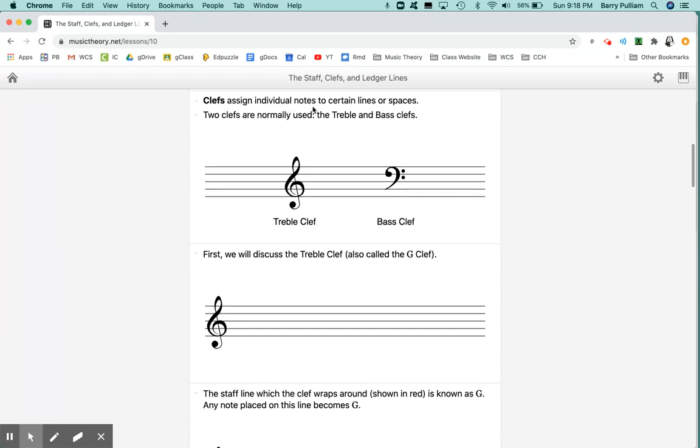Clefs assign individual notes to certain lines or spaces. 2 clefs are normally used, the treble clef and the bass clef. I have been telling you not to worry about the bass clef. Let's start worrying about the bass clef. For crying out loud, there are only 2 of them, and they don't look anything alike. One kind of looks like a G, and it circles the G on the staff, and one kind of looks like an F, and the dots are on each side of the F. So yeah, you need to know bass and treble clef for next week's test.